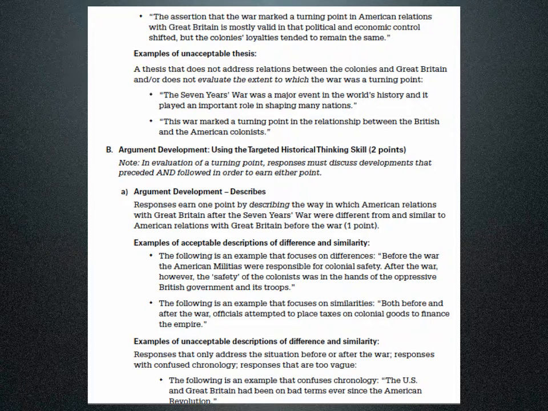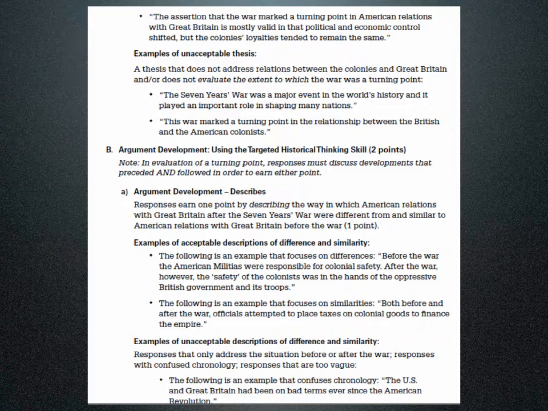And then at the top you see some examples of unacceptable theses, and I'll let you read through those and stop the PowerPoint so you can see the difference, that they're not focused, they're not specific, and they don't identify the task at hand, that you are actually doing periodization.